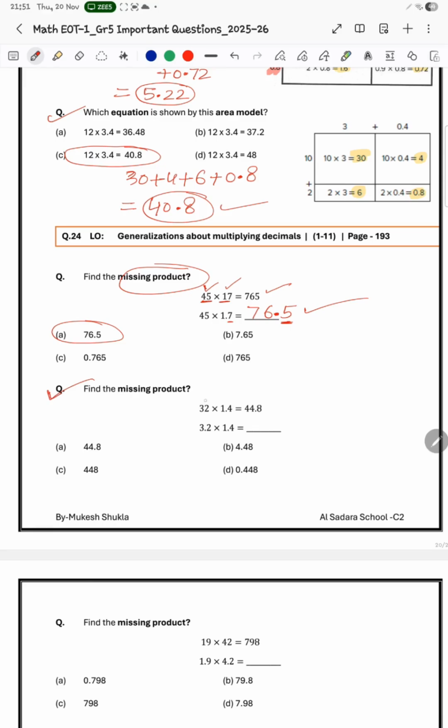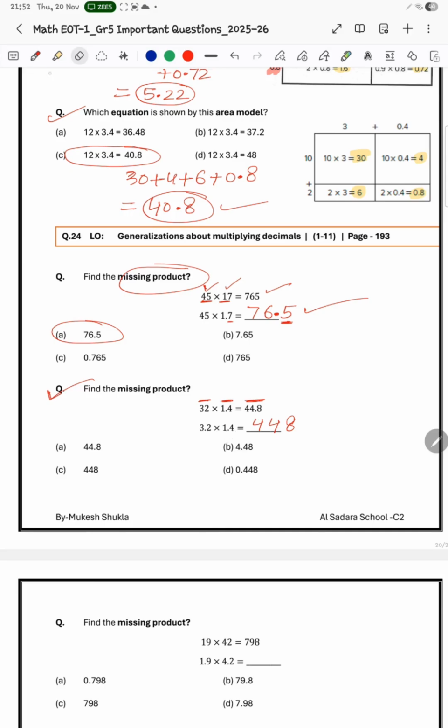Here again, they have given the product of 32 and 1.4 as 44.8. Now they are asking the answer for 3.2 and 1.4. Remember, the digits in the factors are the same. So the digits in the product will also be the same. So my answer will have the same digits as the question: 448. Now I am going to put the dot.